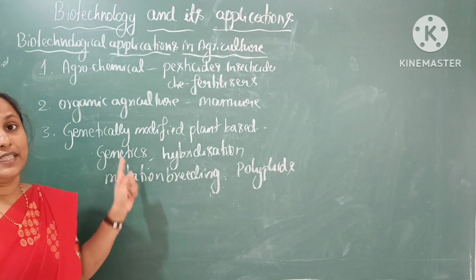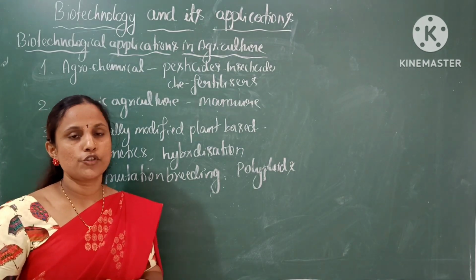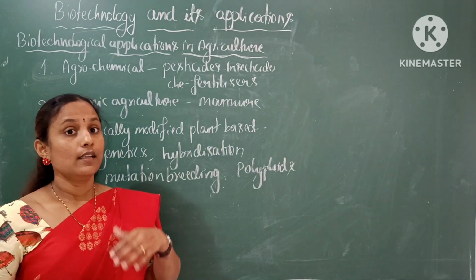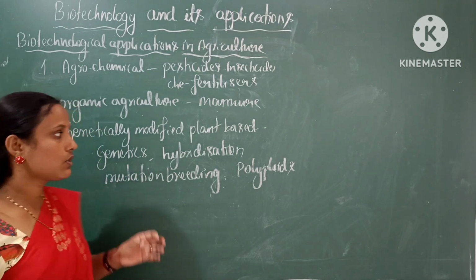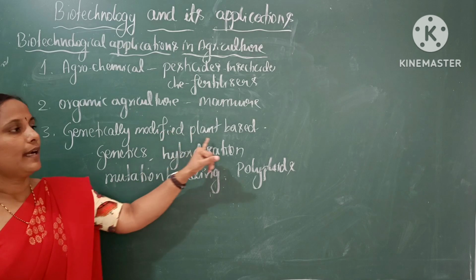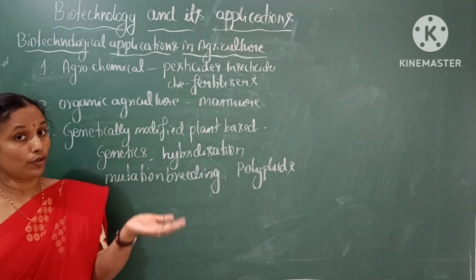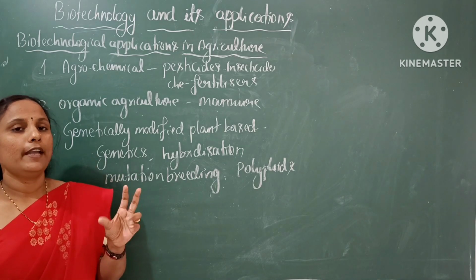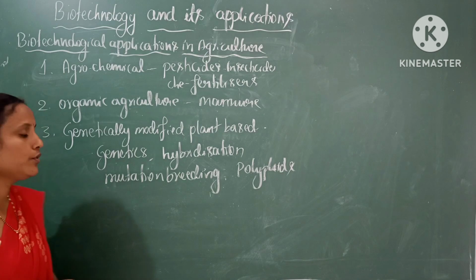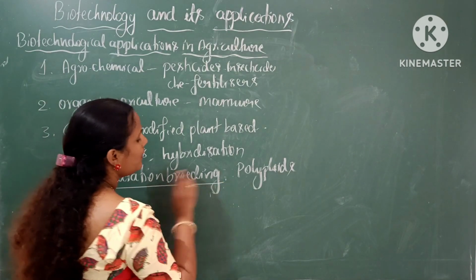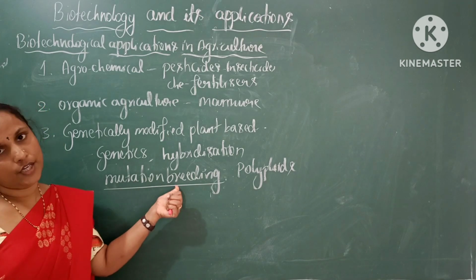So when we perform these steps, we can modify the genetic composition of a plant so that the properties of the crop plant will be improved. That is called genetically modified plant-based agriculture. If we make use of these techniques and improve the crop variety, then that crop variety is called genetically modified. Genetic modification is usually done on a larger scale by using the method of mutation breeding.